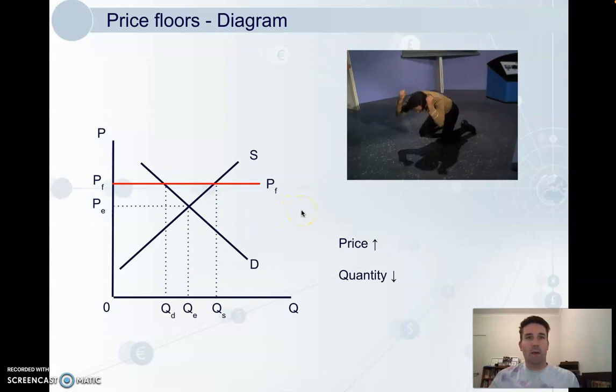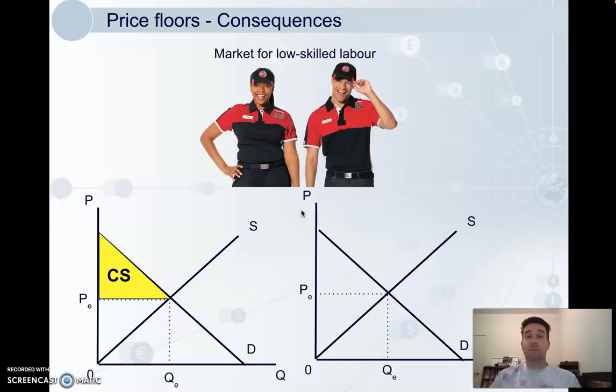Now, we will look at a typical market where a price floor could be imposed: the market for low-skilled labor. In this market, workers are the producers, so they represent the supply curve, and businesses are the consumers of labor. They buy the labor, and therefore they represent the demand curve.